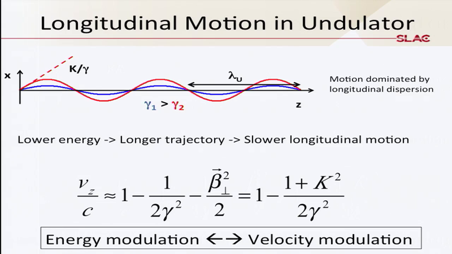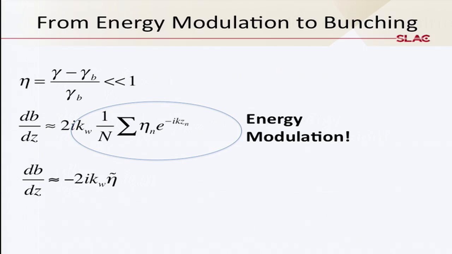And this leads us to our second FEL equation. We define eta as the relative energy difference of one electron with respect to the average energy in your electron beam. And what you see, if you go through two or three lines of derivation, is that the time derivative of your bunching factor is given by some constant times this quantity here, which you can recognize as the energy modulation. It's the sum of the energy deviation of each electron times its phase factor.